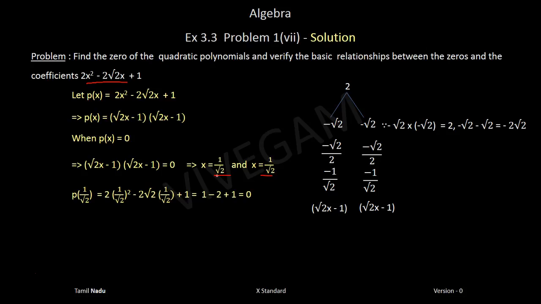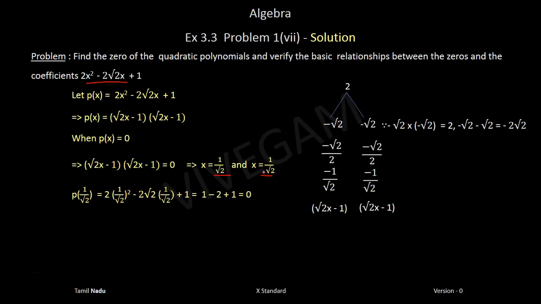So substitute x equal to 1 by root 2 in this expression. It is 2 into 1 by root 2 the whole square, minus 2 root 2 into 1 by root 2, plus 1. 1 by root 2 the whole square is half, and 2 into half is 1. And root 2 and root 2 will cancel, so you get minus 2 into 1, minus 2, plus 1. So 1 plus 1 is 2, and 2 minus 2 is 0. So the polynomial p of 1 by root 2 is 0.